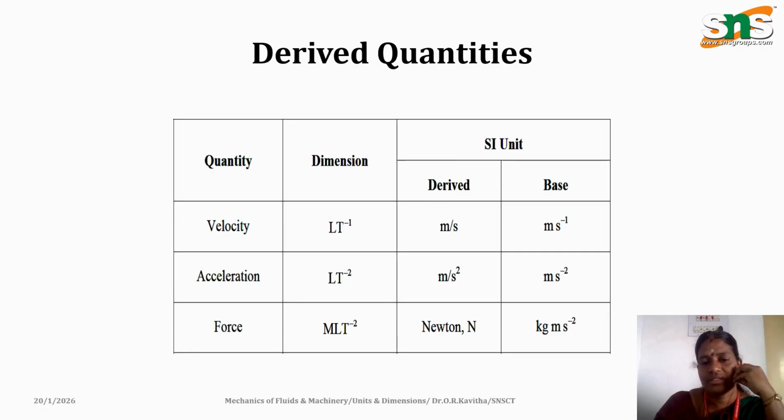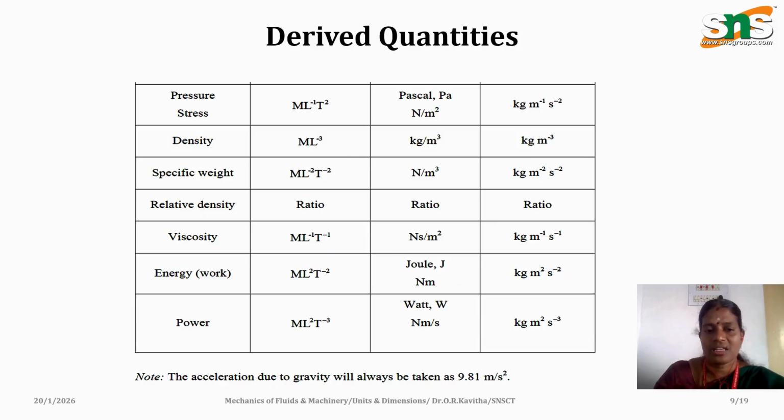Now we will see some SI units of fundamental quantities. Here, the dimension of velocity is L T power minus 1, acceleration is L T power minus 2, and force is M L T power minus 2. In SI units, velocity is meter per second, acceleration is meter per second square, and force is described by its own unit. These are a few derived units which we are going to use in the fluid mechanics course. These are all important properties. In the next session I will explain the different properties and what their units are.